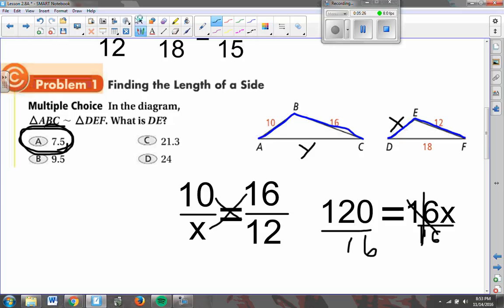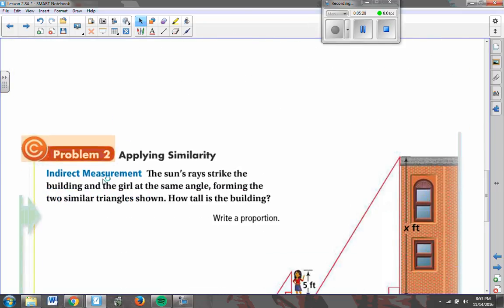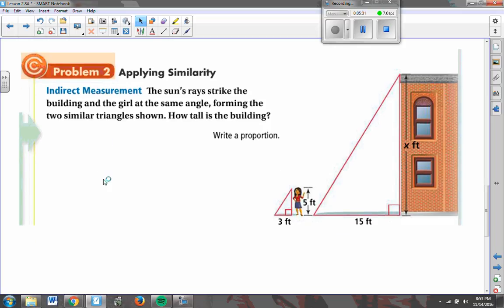This can also be helpful in real world situations, in word problem situations like this. You'll find that there are a lot of examples dealing with similar triangles that have to do with the sunlight, with the sun's rays, and making shadows. The sun's rays strike the building and the girl at the same angle, forming two similar triangles shown. They want to know, how tall is this building? Here's what we know right now: the girl's shadow is 3 feet long, and the building shadow is 15 feet long.